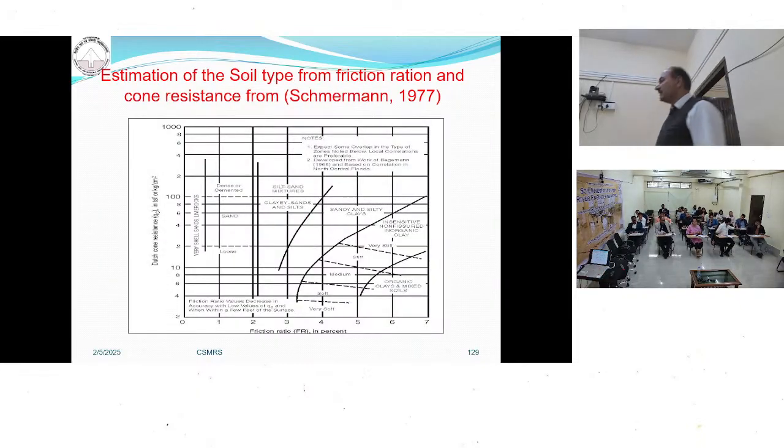So this is the chart. Based upon the chart, once we know the cone resistance and the friction ratio, we can say what kind of strata is there. If it has high cone resistance but low friction ratio, it means it is sandy strata. But if it has high friction ratio and low cone resistance, it is clay strata.